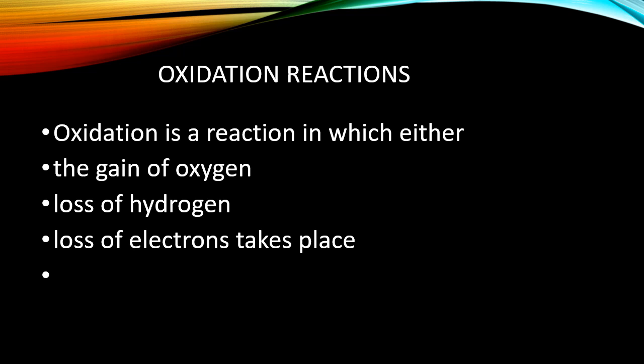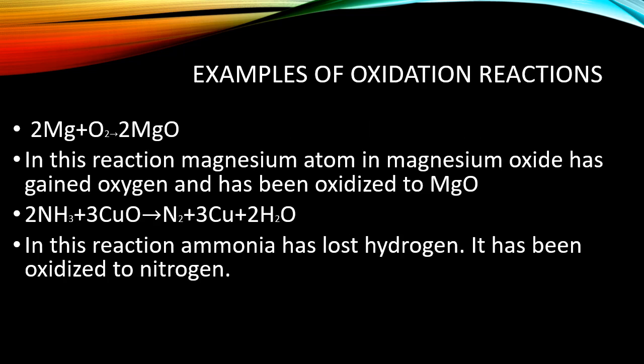Oxidation reactions. Oxidation is a reaction in which either the gain of oxygen, loss of hydrogen, or loss of electrons takes place. Examples of oxidation reactions. In the first reaction, magnesium has gained oxygen and has been oxidized to magnesium oxide. In the second reaction, ammonia has lost hydrogen. It has been oxidized to nitrogen.